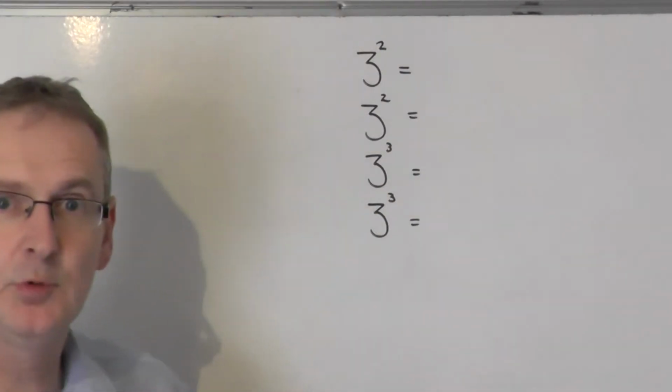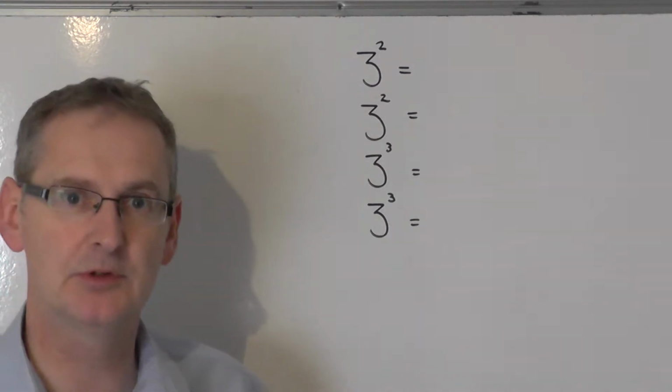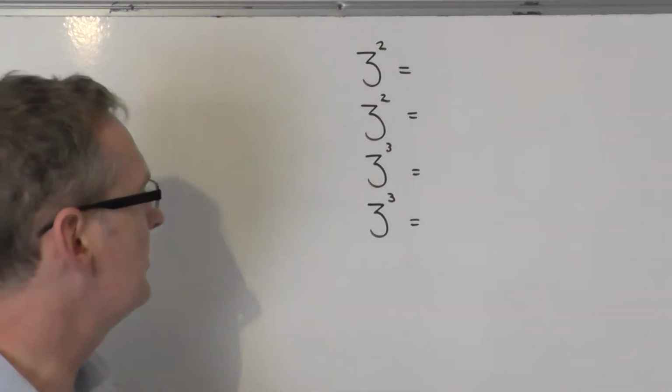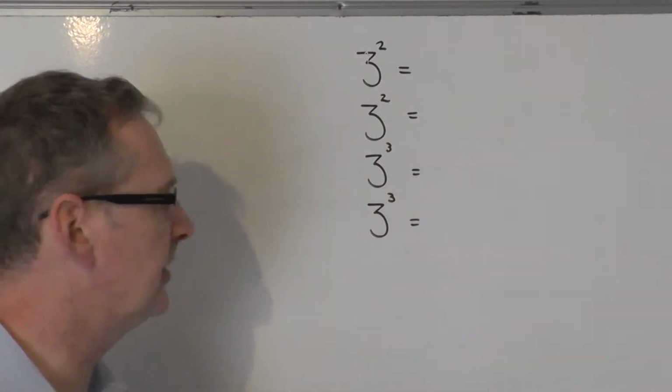Okay, in this example we're going to have a look at some errors made by students when we're dealing with some very simple powers. On the board I've written 3 squared down. I'm going to do that in a couple of ways, and I've written 3 cubed down.